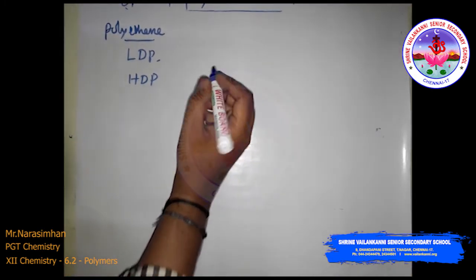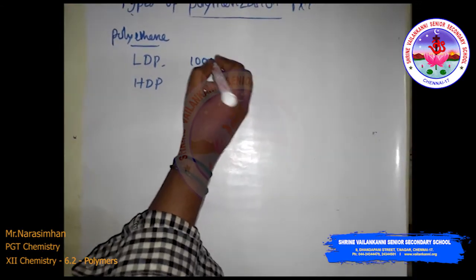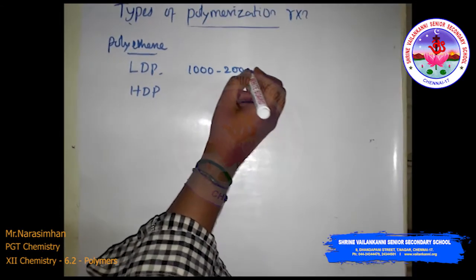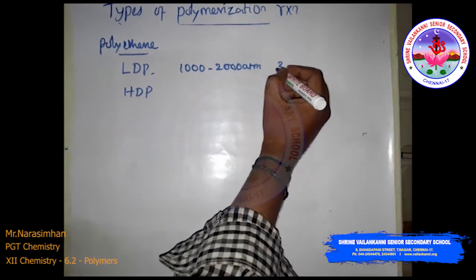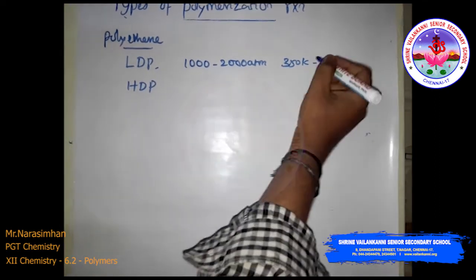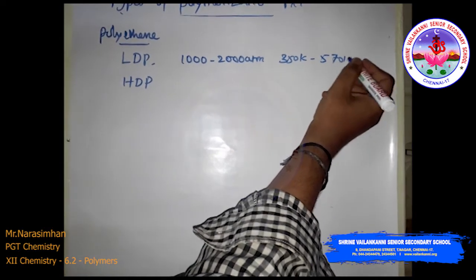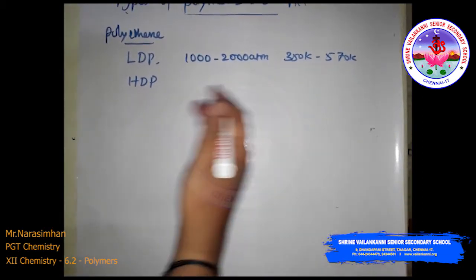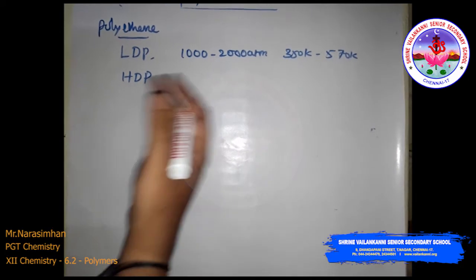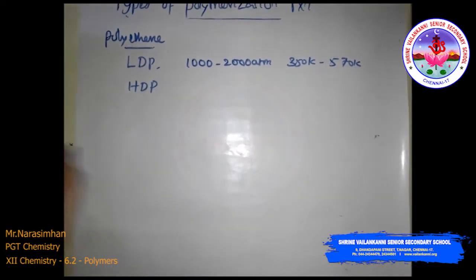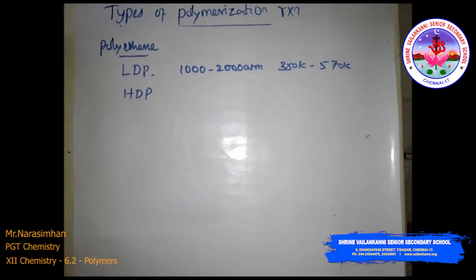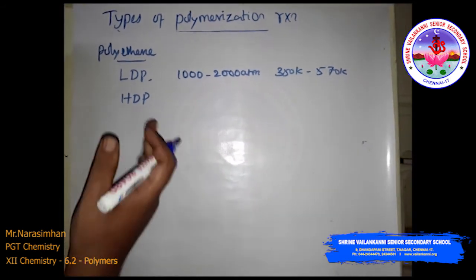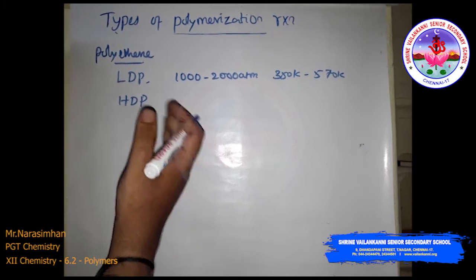It means that ethene under high pressure, that is 1000 to 2000 atmosphere, at a temperature range of 350 Kelvin to 570 Kelvin, in the presence of traces of dioxygen or a peroxide initiator, a catalyst, is called low density polyethylene. So here there is free radical addition and hydrogen abstraction, giving a highly branched structure.